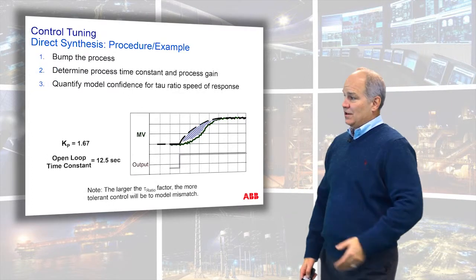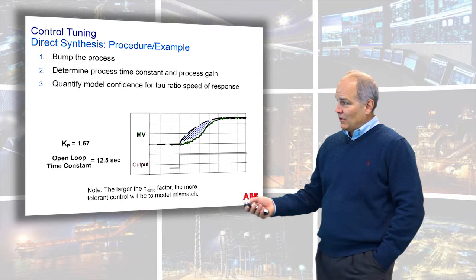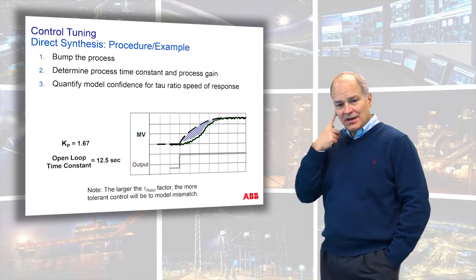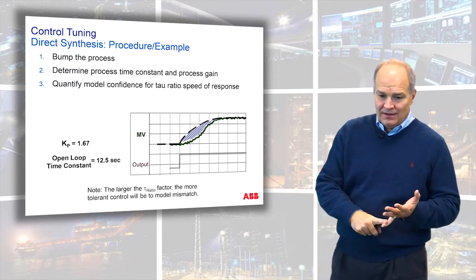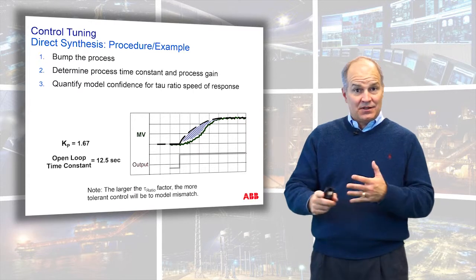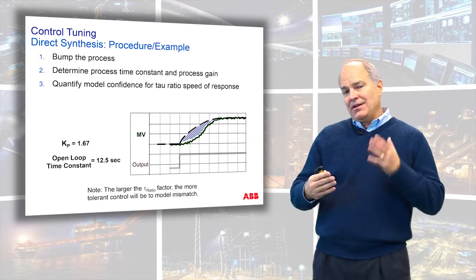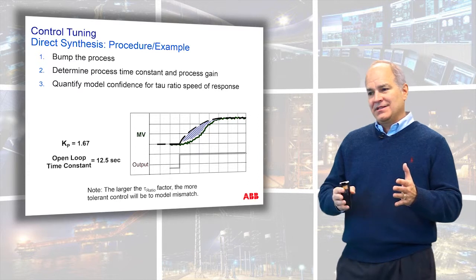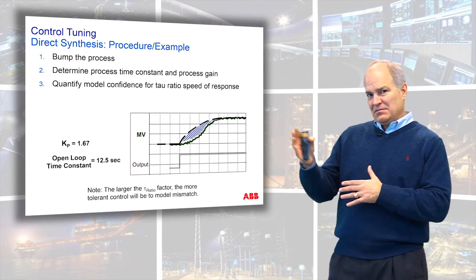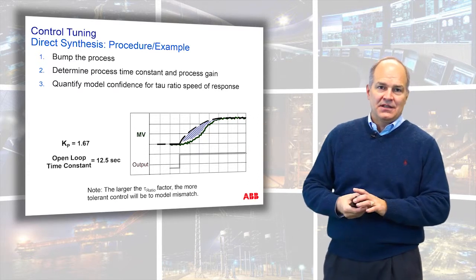Then I fill in this chart. Well, before I fill in the chart, I kind of estimate what the model mismatch is. I say, well, it's not a pure gain, and it's not a first order process, but it's close. So right off the bat, you shouldn't be thinking tau ratio 1, but it's not too far off. So start with a tau ratio of 3 and see how that looks.